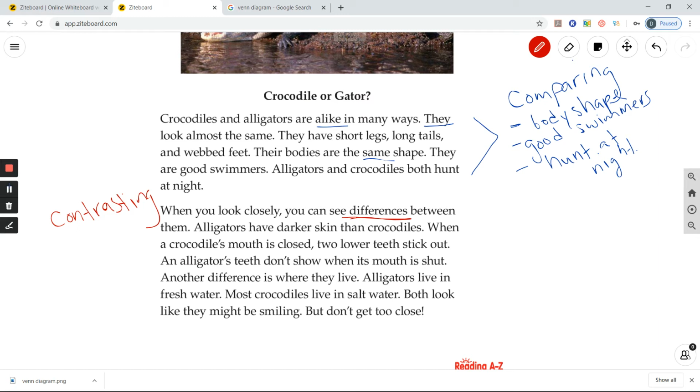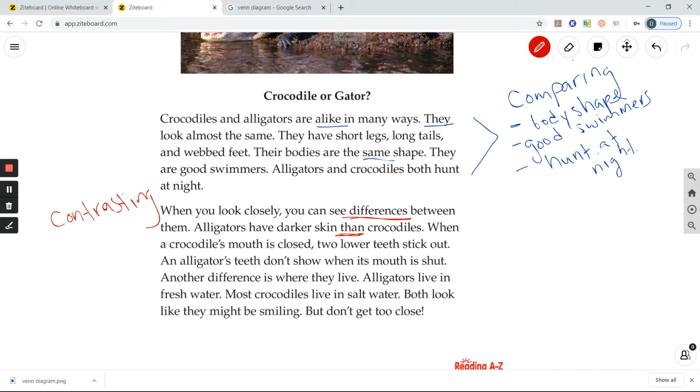Alligators have darker skin than crocodiles. We also see this word "than" when you're talking about different things. So the author is contrasting. Alligators have darker skin than crocodiles, which means crocodiles have lighter skin than alligators.